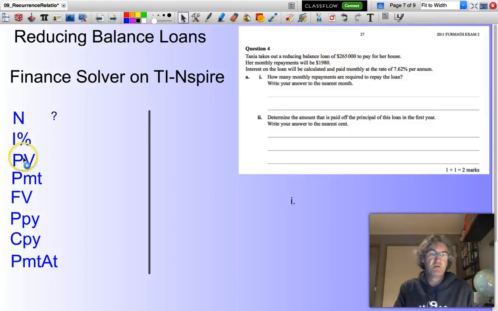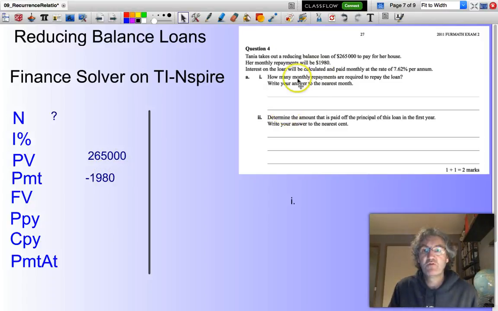$265,000. So that is what I am borrowing, $265,000. Now the monthly repayment is $1980. So there we go. Negative, indicating that I am paying money back to the financial institution, that's coming out of my pocket. Now, the future value. Well, let's go through and keep reading. Now, the interest rate is 7.62%. There we go. Now, how many monthly repayments are required to repay the loan?